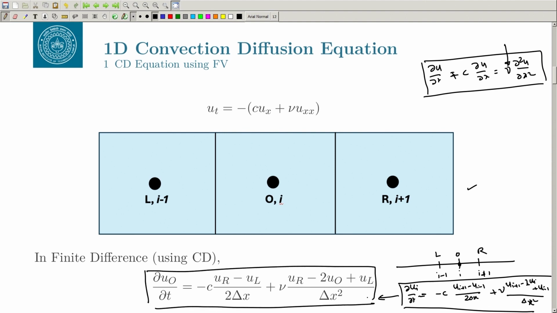But what we want to do is solve using finite volume. So, what we will do is make a grid around it.